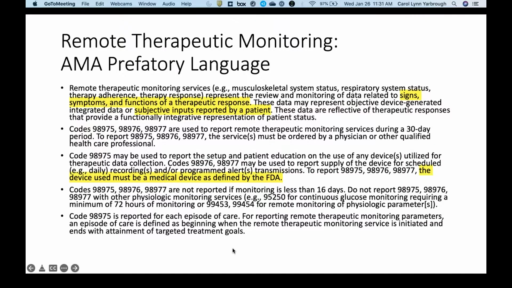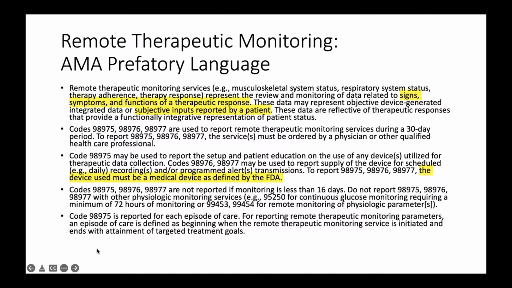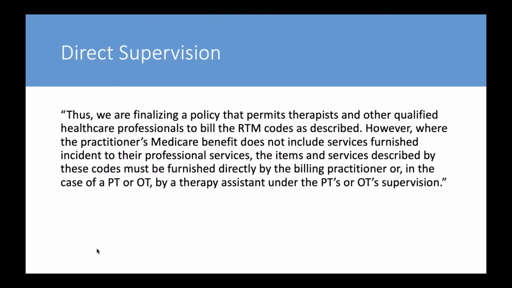So 98975 is reported for each episode of care. There has to be a treatment plan. The episode of care is when your patient and you decide, I'm going to do this, and then I am going to obtain a 90% range of motion with my arm, showing that my shoulder has been repaired, and that's when I can stop doing this. It's not one of those things where you bill forever.